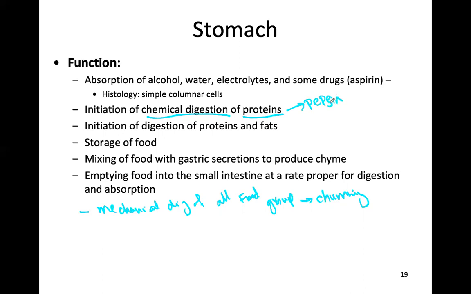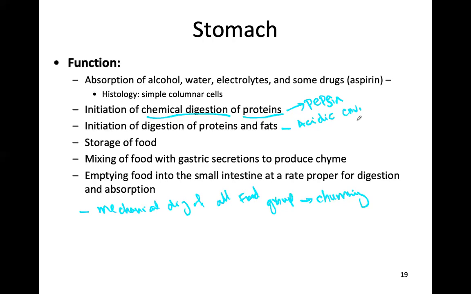You can initiate the digestion of other proteins and fat. And this has nothing to do with the enzyme. This has to do with the acidic environment of the stomach. You have a storage of the food until your stomach can pass that food to your small intestine. You have mixing of your food again through the churning action and release of some gastric secretions, the main one being the acidic environment. And again, when it's done, you release that material into your small intestine.